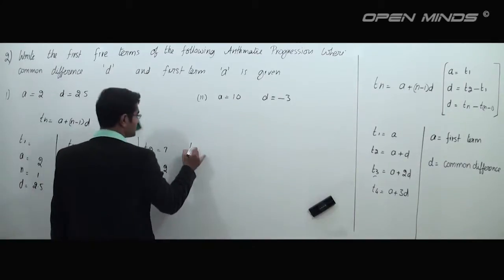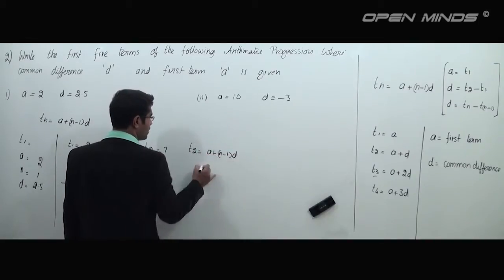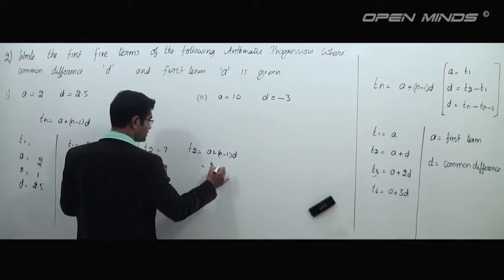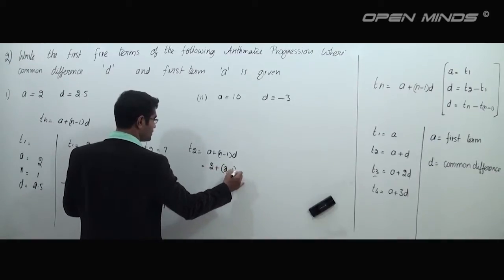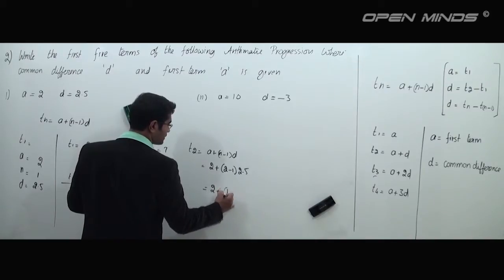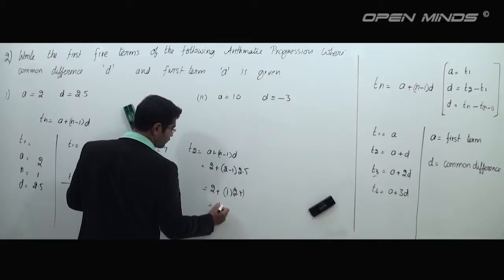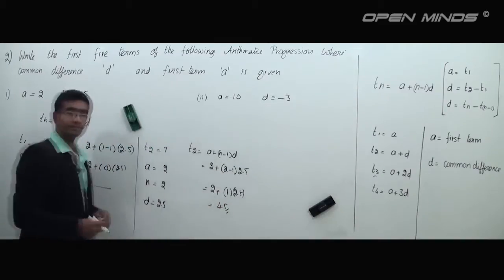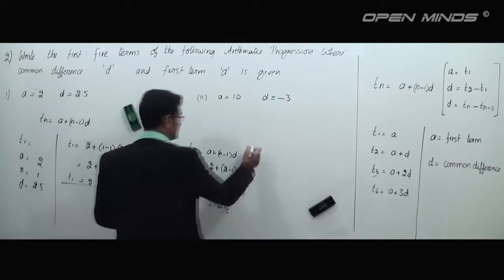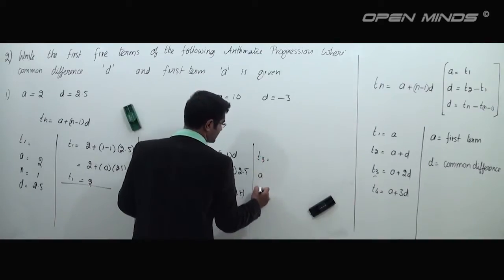So T2 is given as a plus n minus 1 into d, and a is 2 plus n is 2 this time, minus 1, into 2.5. That is 2 plus 1 times 2.5, which goes like 2 plus 2.5, which is 4.5. I got T2 also. Good enough. So let's go with T3. To find T3, we need to know a, n, and d.